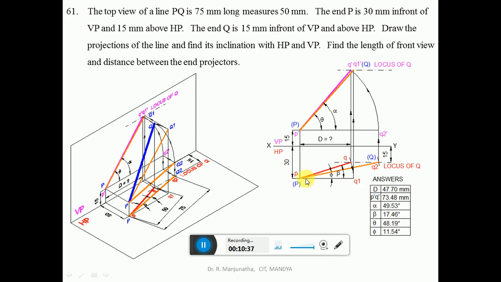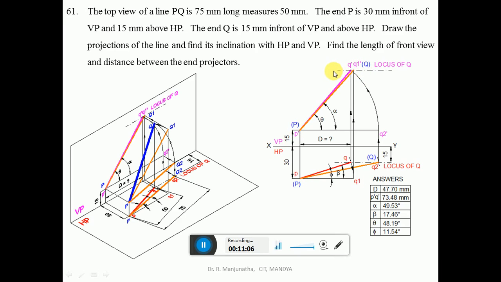With P as center, take the radius of PQ and draw an arc such that PQ1 is parallel to VP. Then draw a vertical projector from Q1 to the front view. So you get this front view here. But since it is parallel to VP, you are getting the true length in VP. So you know that the top capital PQ is 75 mm long. With P dash as center, take the radius of 75 and cut an arc on this so that you get this point Q1 dash.